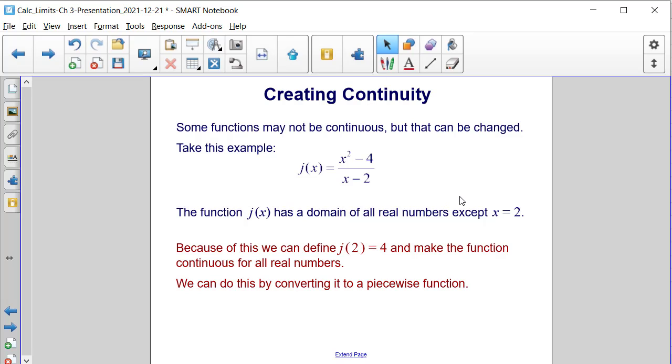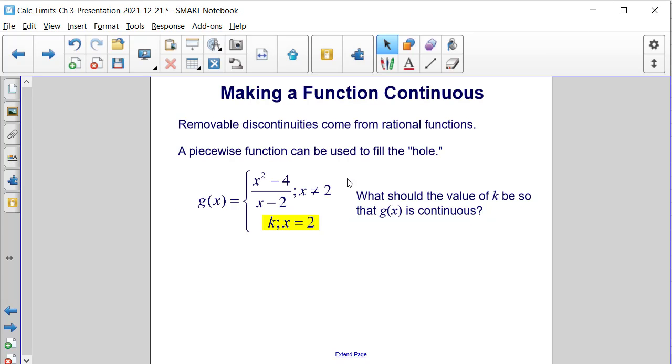Because that is true, we can define j of 2 to be 4 and make the function continuous for all real numbers. And we can do this by converting j of x from this simple rational function to a piecewise function. So we can create a piecewise function g of x in order to fill the hole that exists in the original function j of x.